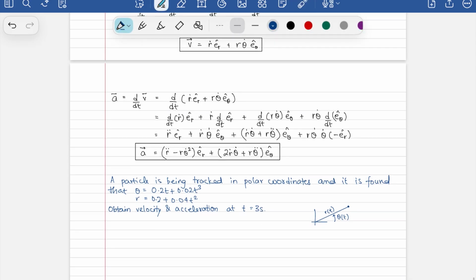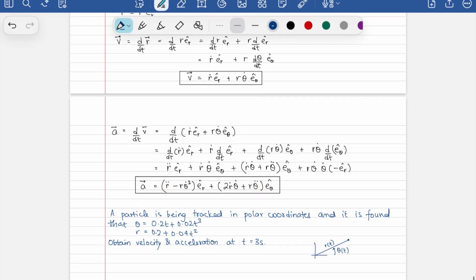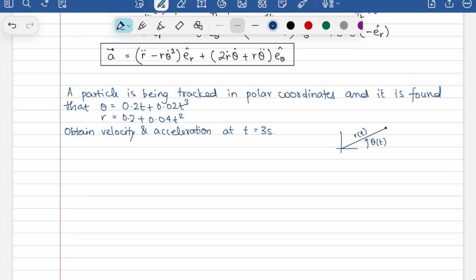Okay, let's do this now. So we know that we can obtain r dot by differentiating this. We can obtain theta dot by differentiating this. Further, for the acceleration, you will have r double dot and you have theta double dot. So it's a good idea to go ahead and just differentiate what is provided to you. So theta being 0.2t plus 0.02t cubed means theta dot is equal to 0.2 plus 0.06t squared, and theta double dot would be equal to 0.12t.